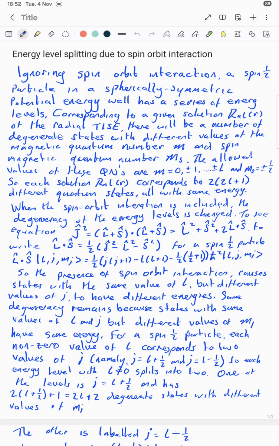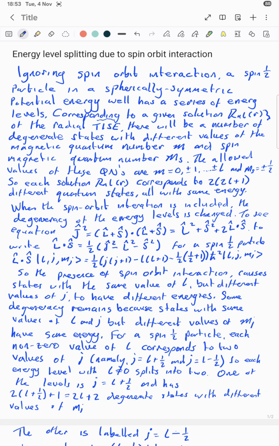Energy level due to spin-orbit interactions. If we ignore spin-orbit interaction, a spin-1/2 particle in a spherically symmetric potential energy well has a series of energy levels corresponding to a given solution R_nl(r) of the radial time-independent Schrödinger equation. Where I put TIS here, it means time-independent Schrödinger equation. I write it in that form just to save time.